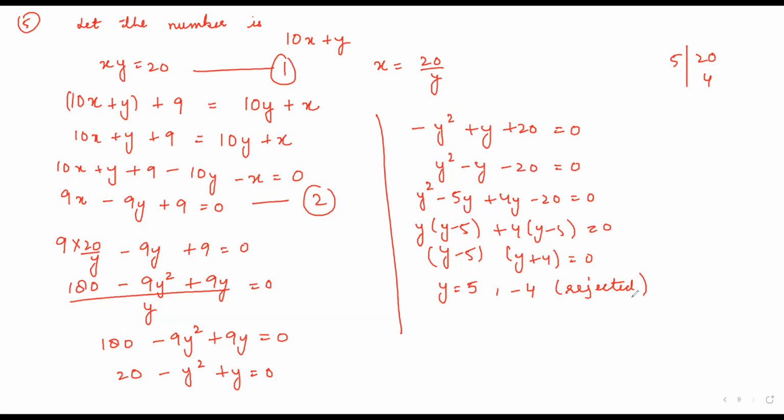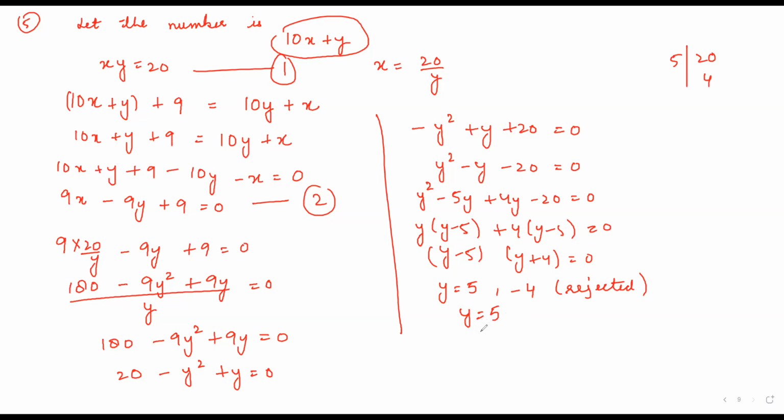Yes, Hamna, why are you rejecting it? You have also written it in your copy. Ma'am, because the digit cannot be negative. Like, this is tens digit, right? Y is my tens. No, the original number is this. Okay, sorry. It cannot be negative, right? Yes, ma'am. So y is equal to 5. Yes, you have to pick the positive one only.